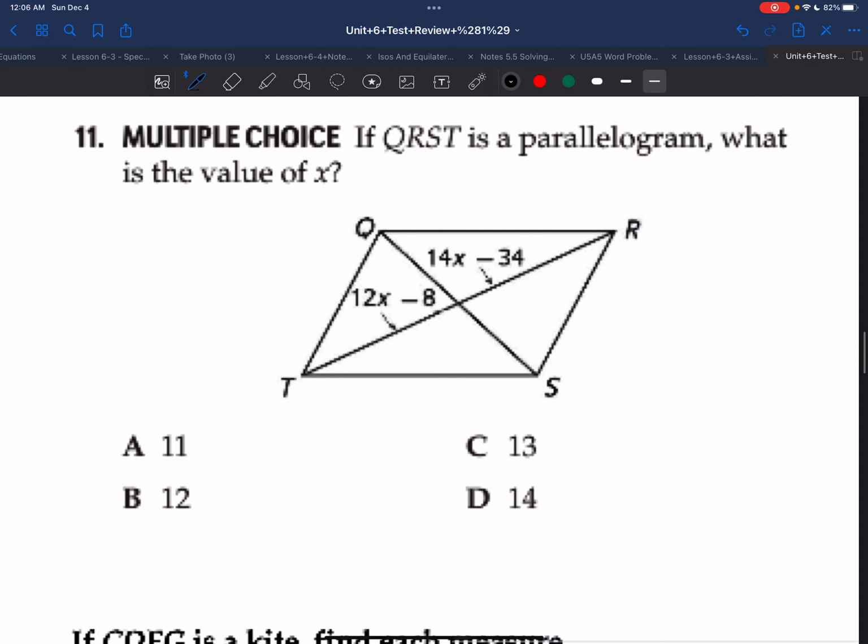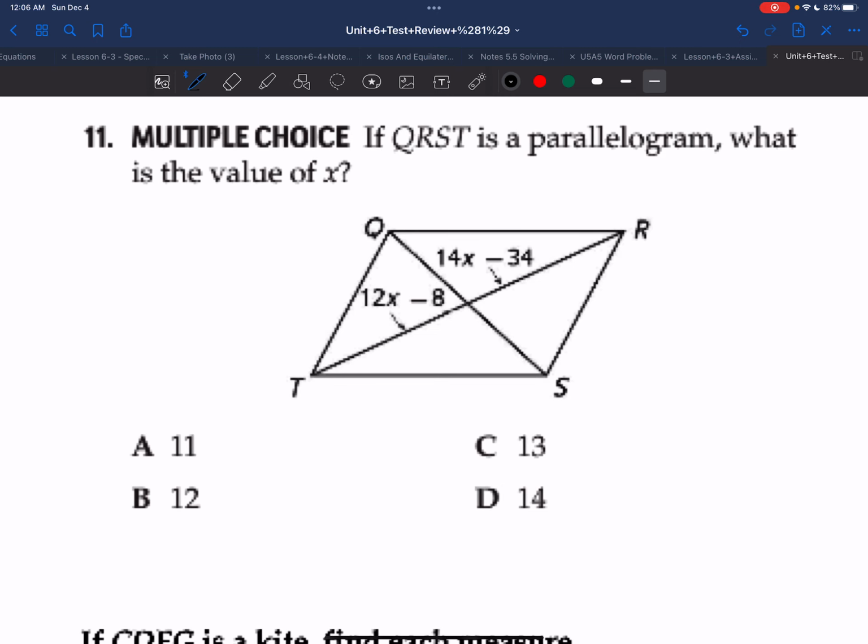All right. If QRST is a parallelogram, what is the value of x? Okay. Taking a look at this right now. So with a parallelogram, we know that the diagonals bisect each other. And what it does, it creates a midpoint.